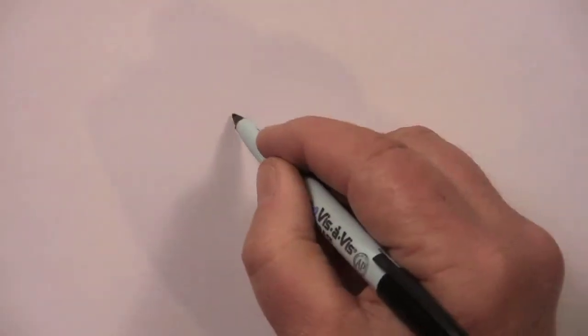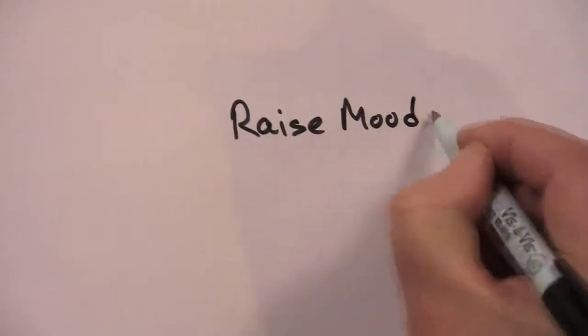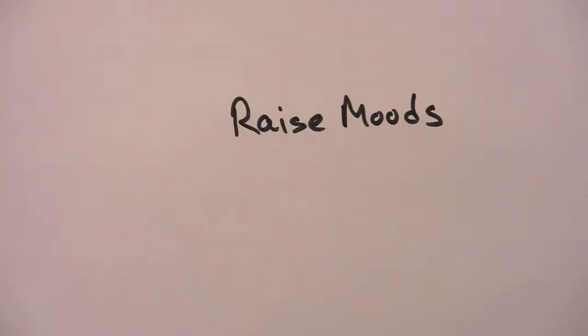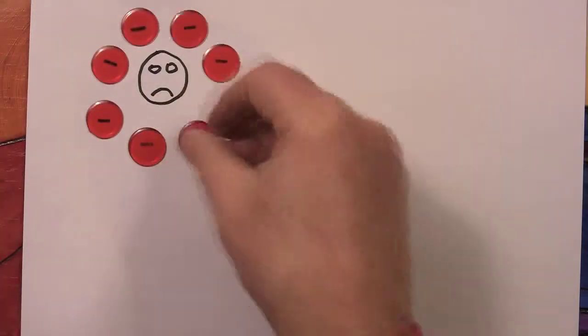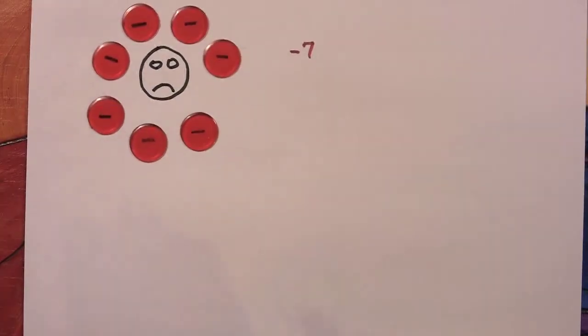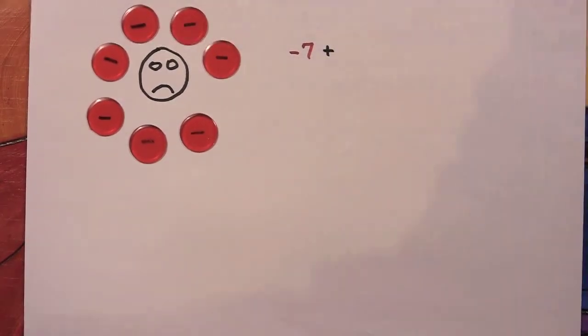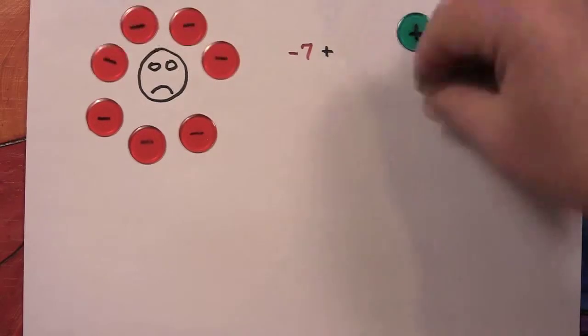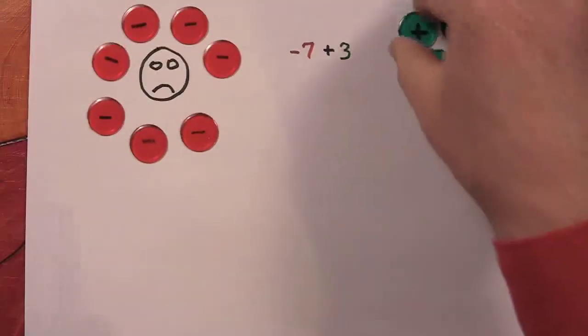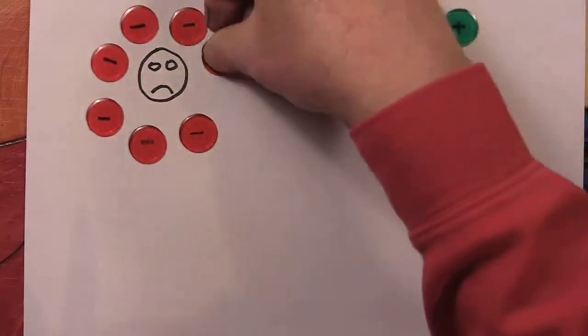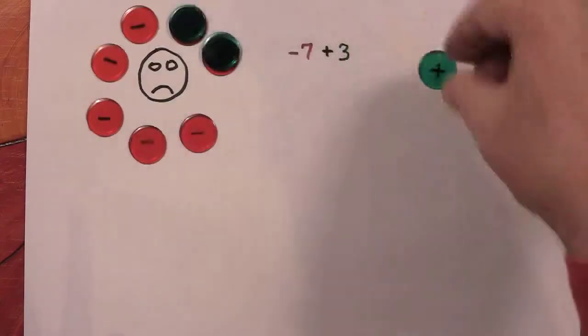Let's look now at how we can raise moods. Guess what? 2 ways. A negative 7. Boy, we certainly want to raise this mood. What can raise that mood? We can add something to raise that mood. Let's add a positive 3. What happens there? These 3s come in, swoop in there. These positives swoop in there.